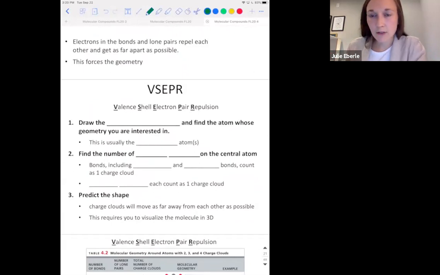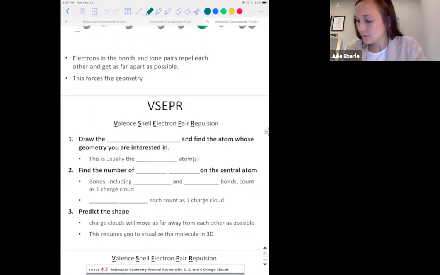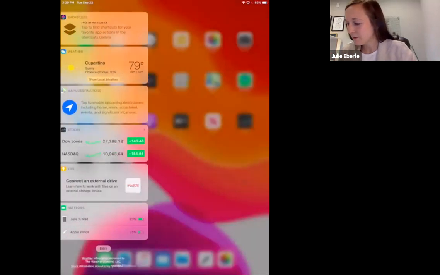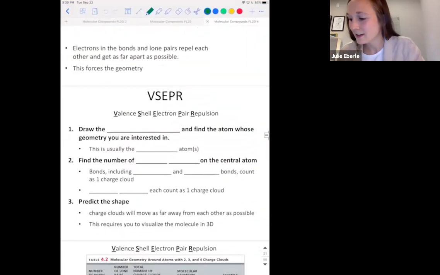And I'm sorry, now I just need to check how much battery our pencil has. It's going to drive me nuts. 25%. Okay, we're better. I'm like, is it still at 3%?